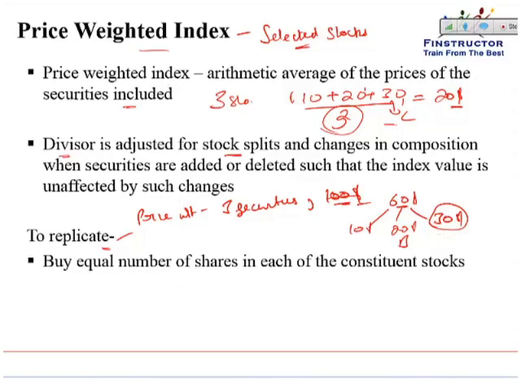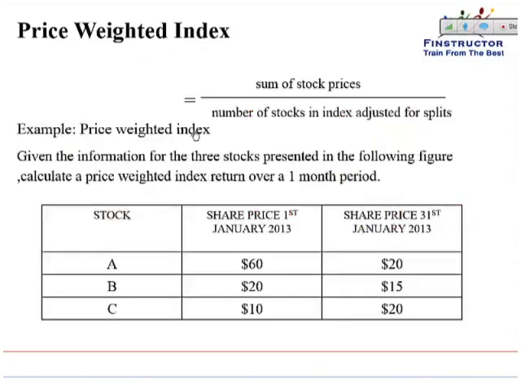However, this is the first weighting scheme, a price weighted index, wherein the value of the index is simply the arithmetic average of the prices of the securities included. So the price weighted index, once again, is the sum of the stock prices divided by the number of stocks, adjusted for splits and any reconstitution of the index. Given the information for the three stocks presented in the following figure, calculate a price weighted index return over a 1 month period.